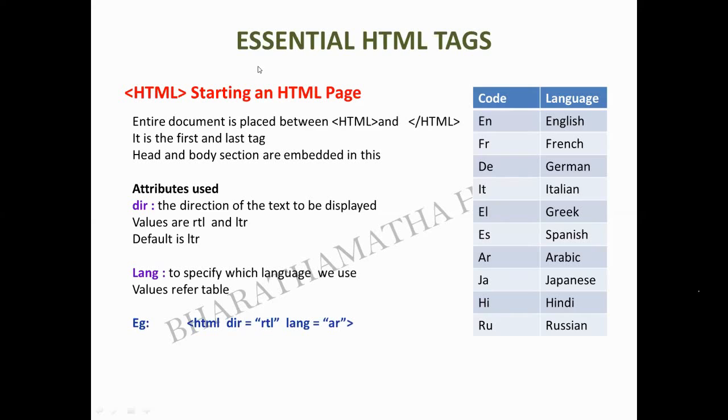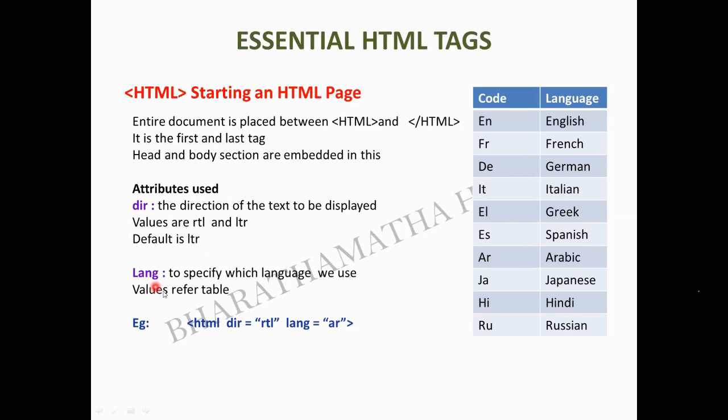Default is LTR. Why is it LTR? Normally in our English language or any other language you take, we normally write from left to right. So this attribute becomes optional for many of the languages. If you don't give it also, it automatically understands that it is LTR. But when you come to the language attribute, this has certain importance, and it is also associated with your dir.